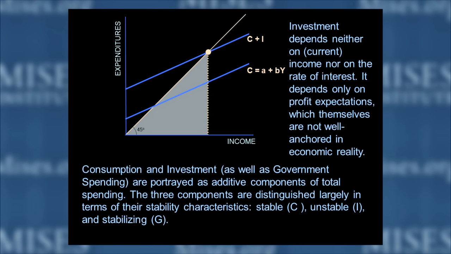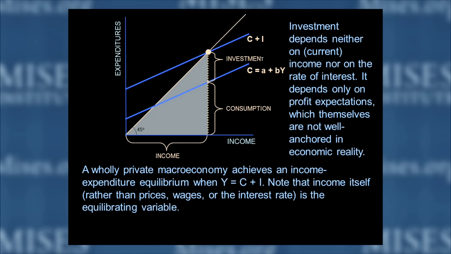Okay. So here, when we see the equilibrium point, and we can see it's equilibrium because there's income, the horizontal distance, and that vertical distance is consumption, and the rest of it is investment. So Y equals C plus I. That gives you the stable income, at least stable until investment changes. So a wholly private macroeconomy achieves an income-expenditure equilibrium when Y equals C plus I. Note that income itself, rather than prices, wages, or interest rate, is the equilibrating variable. You don't have prices changing and interest rates changing to create equilibrium. It's simply how many workers are working, either more or less, and so on.